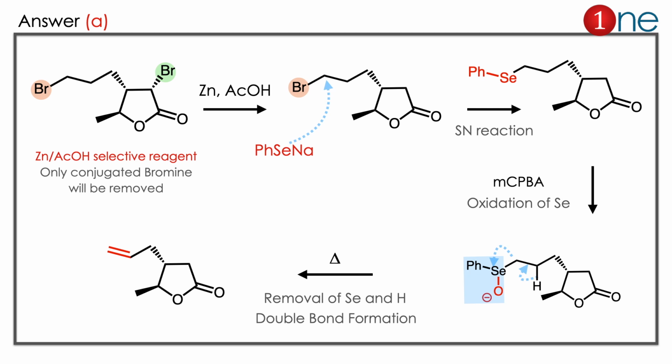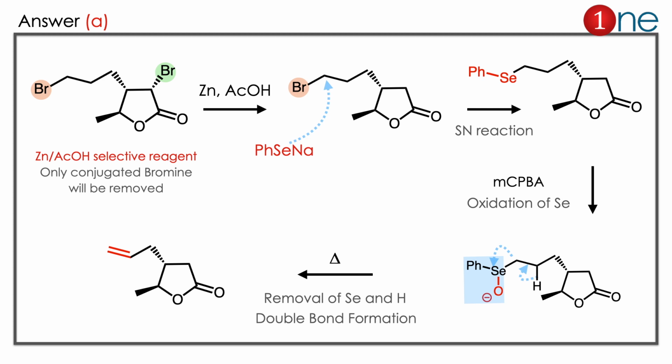The answer is A. Let us see how. Here two bromines are there, but you are using zinc and acetic acid. Zinc and acetic acid is a very selective reagent, so it only abstracts the conjugated bromine. So only the green bromine, the one conjugated to the carbonyl group, will be removed. So the bromine is removed there. Then the other bromine is there.